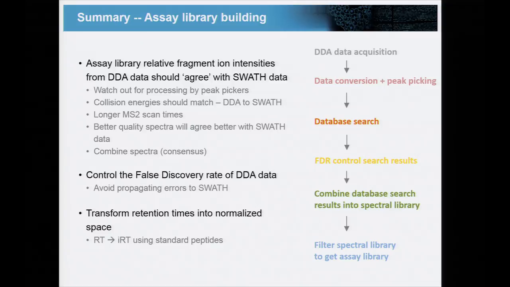We always combine spectra into consensus spectra if we have multiple instances of spectra for the same peptide. Control the false discovery rate of the DDA data to avoid propagating errors into the SWATH data, and transform the retention times into this normalized space so that they can be reused between experiments, and so that the predictions of the retention time will be more accurate.